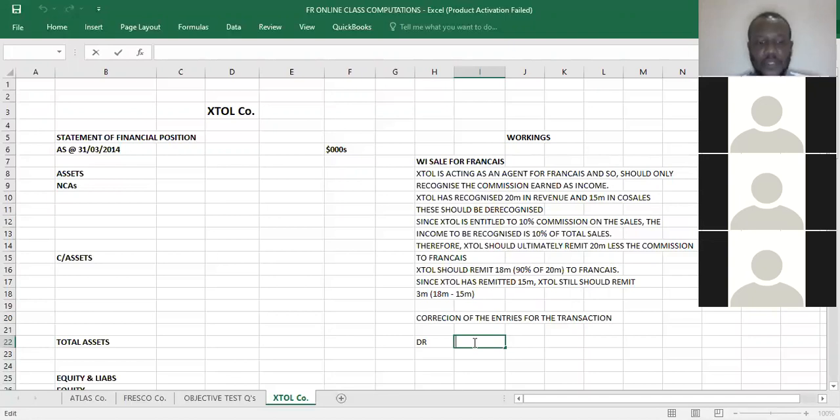So we'll debit revenue. We'll reduce revenue by the amount of the transaction because it is not revenue, right? Then we'll credit cost of sales by the amount that they have recognized in cost of sales. Oh, we're working in thousands, right? So let me change that.